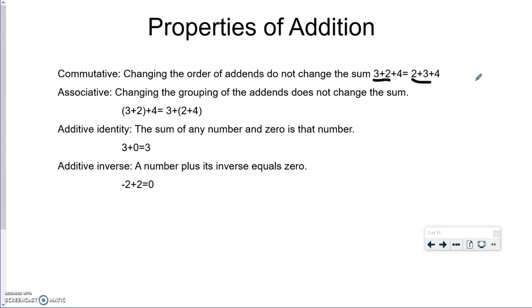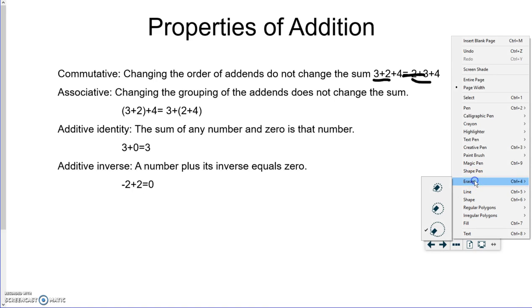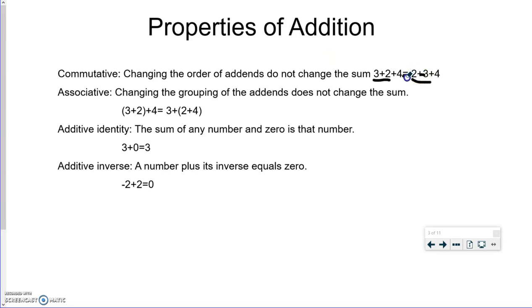To prove to you that this does generate an equivalent expression, meaning an expression that has the same sum, we can look at this as 3 plus 2 is 5, and if I add 4, I'll get 9. And that's the same thing as 2 plus 3, which is 5, and then I'll add 4, which is also 9. I apologize for that stray mark. Let's erase that really quick.